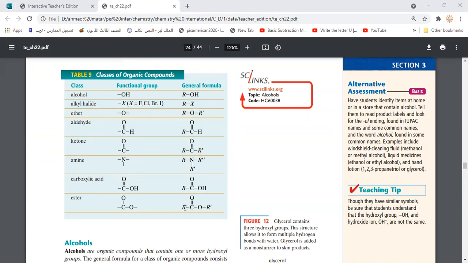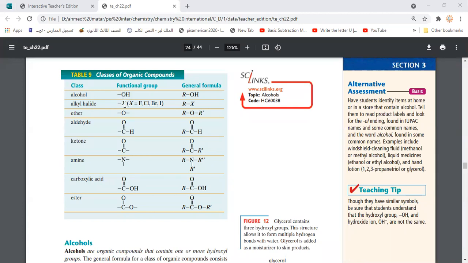Do you remember the alkyl groups like methyl, propyl, ethyl? They are just a chain of carbon, whatever the number of carbons. This chain of carbon is missing one hydrogen, and this hydrogen will be replaced by one of these functional groups. So what are the functional groups we have? The alcohols have the functional group OH, or the hydroxide.